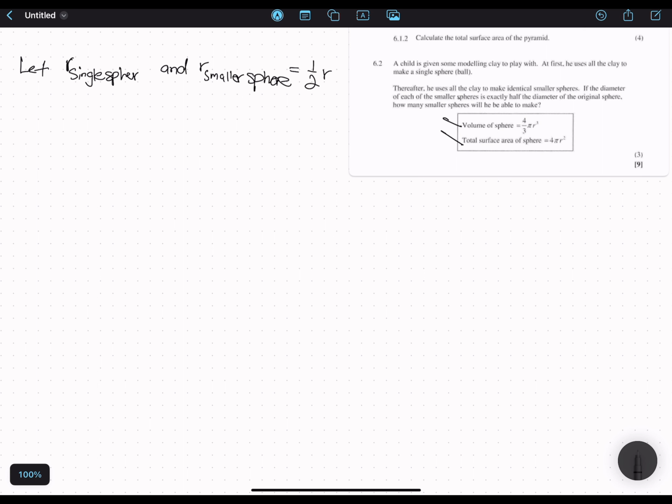Thereafter, a child is given some clay to play. At first, he uses all the clay to make a single ball, which is this one, right? Let's say this is equal to r. Then the second one is going to be half of this, right? Thereafter, he uses all the clay to make identical smaller spheres. If the diameter of each of the smaller spheres is exactly half, you see this is the diameter. This is the first one, the diameter, which is r, then the other ones are half. It's exactly half the diameter of the original, hence we put half here. How many spheres will he be able to make, right?